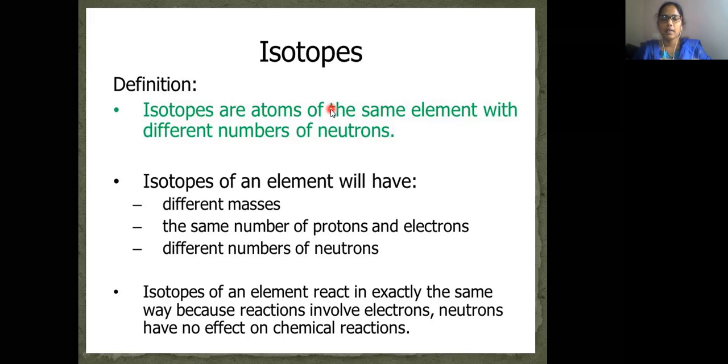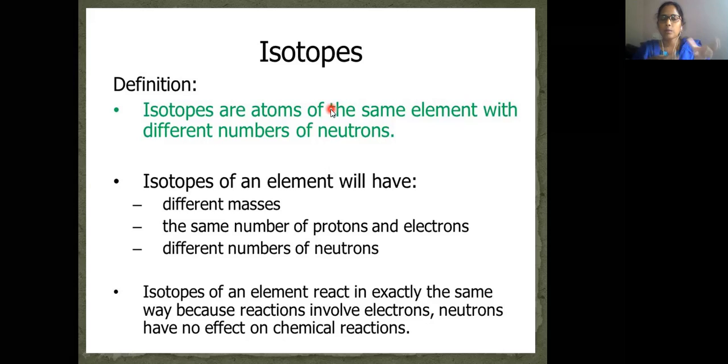Okay, so the atomic number will be the same, whereas the atomic weight will be different compared to that of the other element. It contains the same number of protons and electrons, but they differ in the number of neutrons. So isotopes of an element react in exactly the same way because the reactions involve electrons; neutrons have no effect on the chemical reactions.